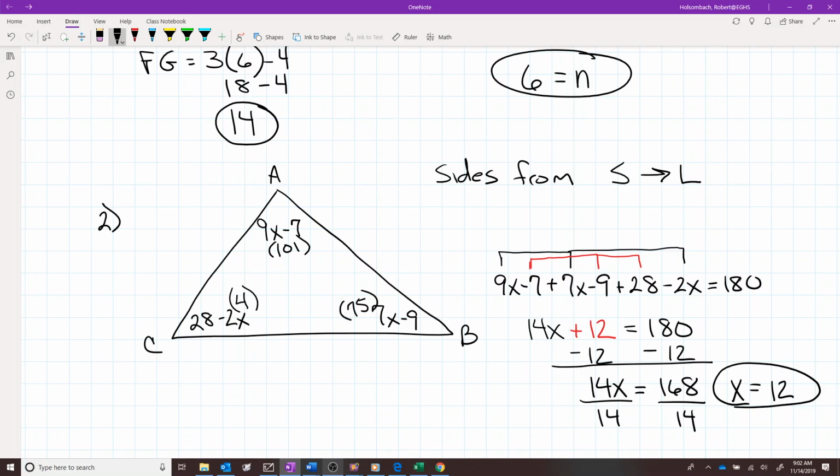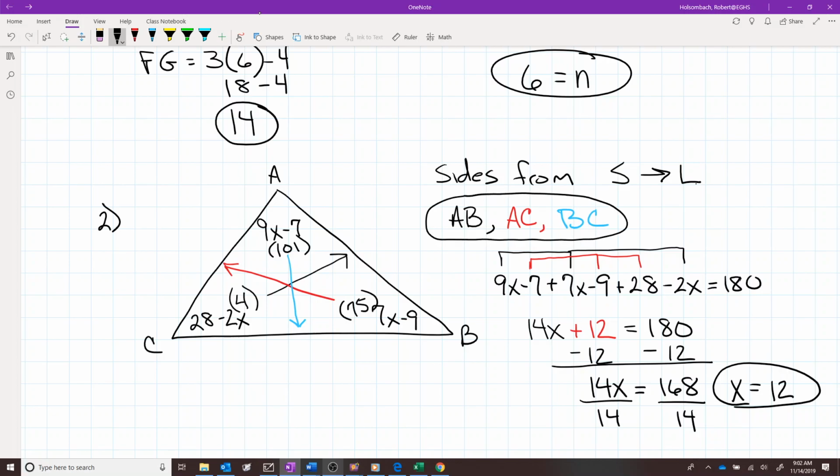So you're ordering your sides from smallest to longest. Opposite the 4-degree angle is side AB. Opposite the 75-degree angle is side AC. And then opposite the 101-degree angle is side BC. So there are your angles, and there are your sides ordered from the smallest to the largest.